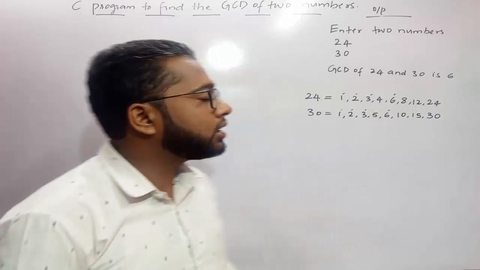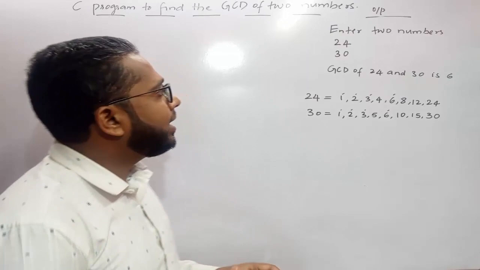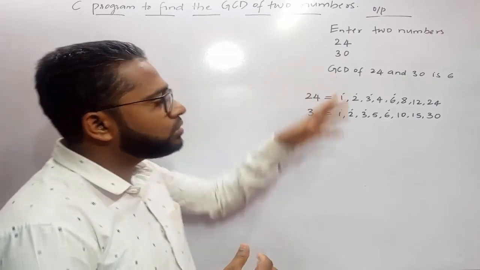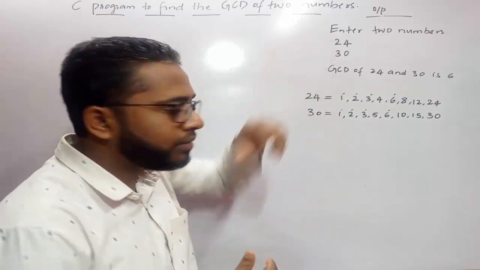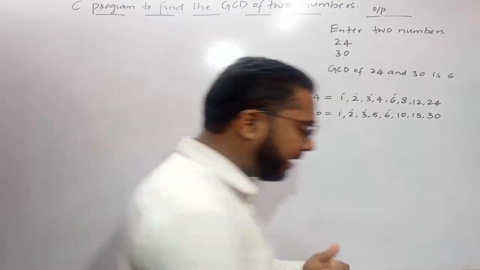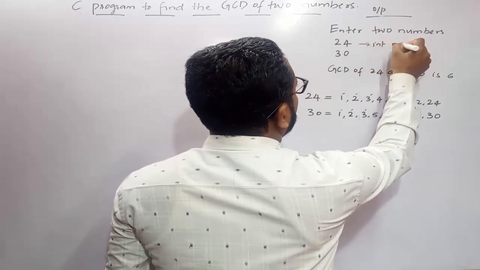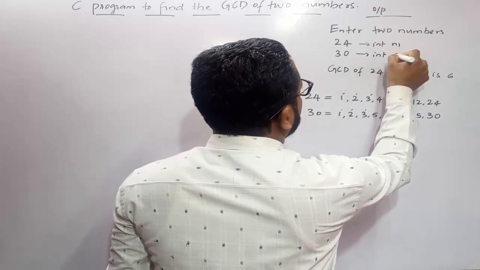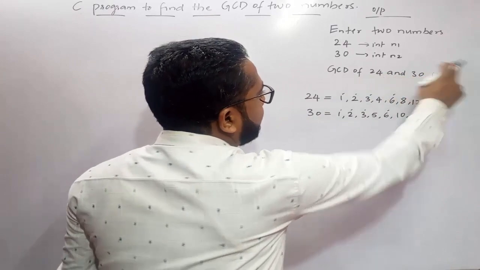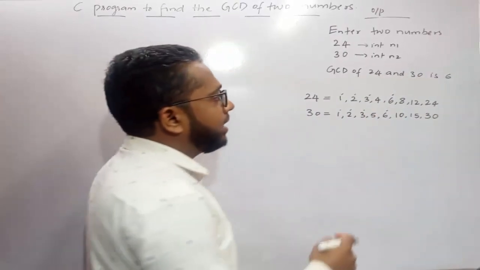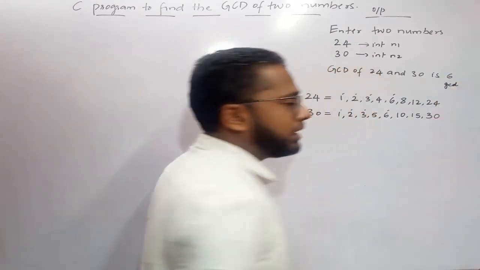Now let us start our discussion. Here, as you can see, I have already written down the output of this program. When this program gets executed, it asks the user to enter two numbers. To store these two numbers, we need to create two variables of integer type, let us say n1 and n2, and we will get the output like GCD of 24 and 30 is 6. To store this value of 6, we need to create one more variable, GCD.